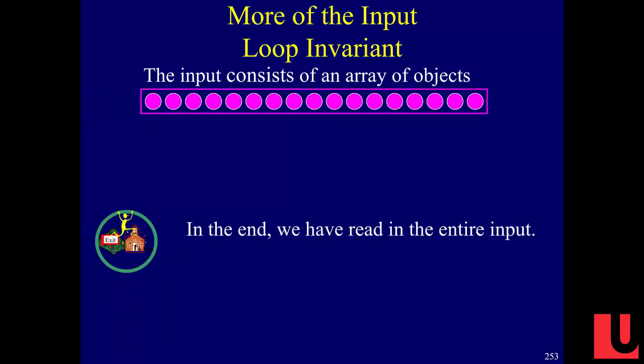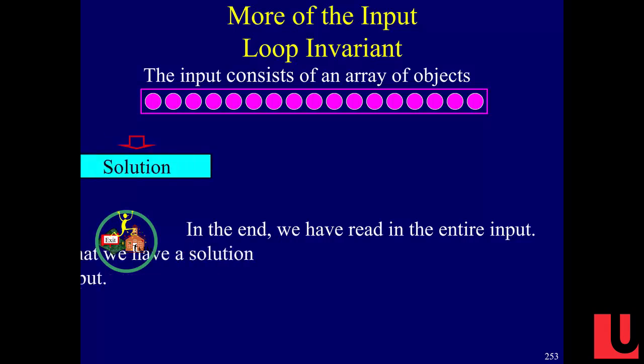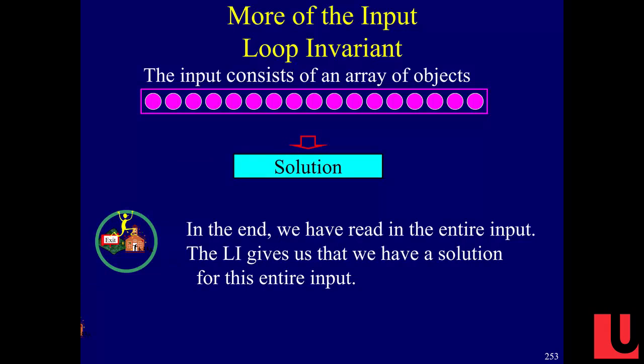And so to make progress, you consider one more object. And then how do you get the postcondition? Well, the exit condition will say that we've looked at all the input, so the whole input is the input considered. And then the loop invariant says that we have a solution, in which case we're done.